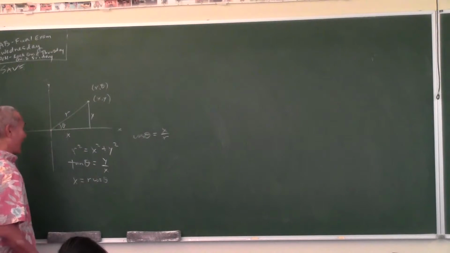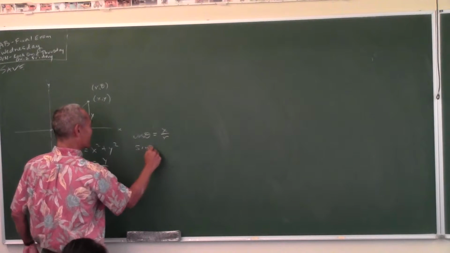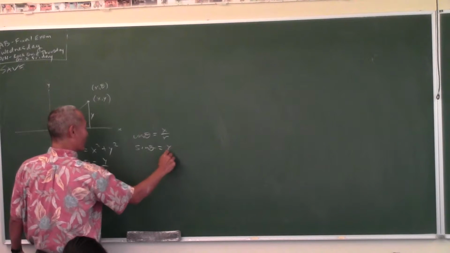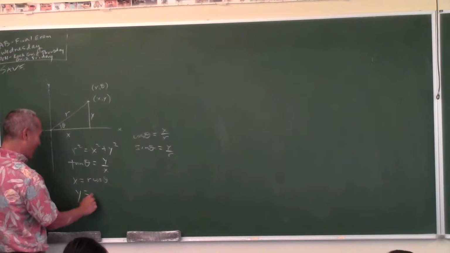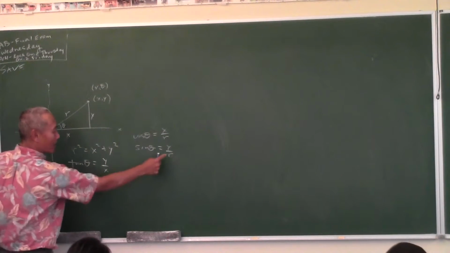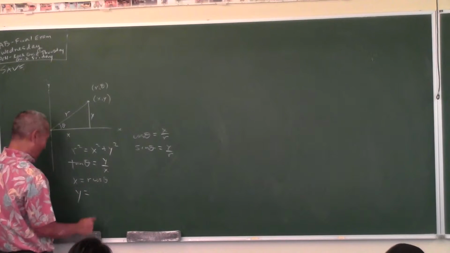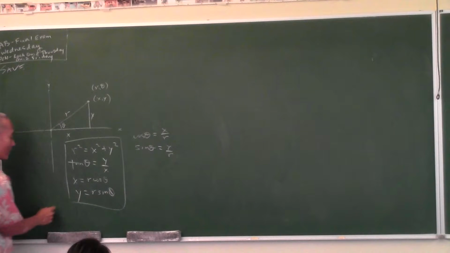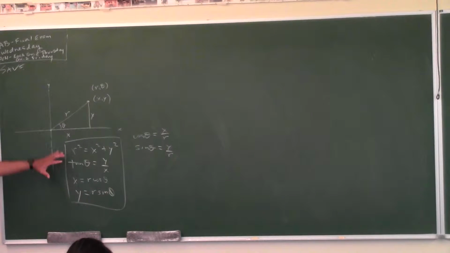How dare you? And then what about sine theta? Sine theta is equal to, look at this right triangle, opposite over hypotenuse, y over r. So if I solve for y, move the r to this side, y equals r sine theta. There you go. These are the formulas you need to know for tonight's homework. This is all printed in the book, copy it down. Okay, so here we go.